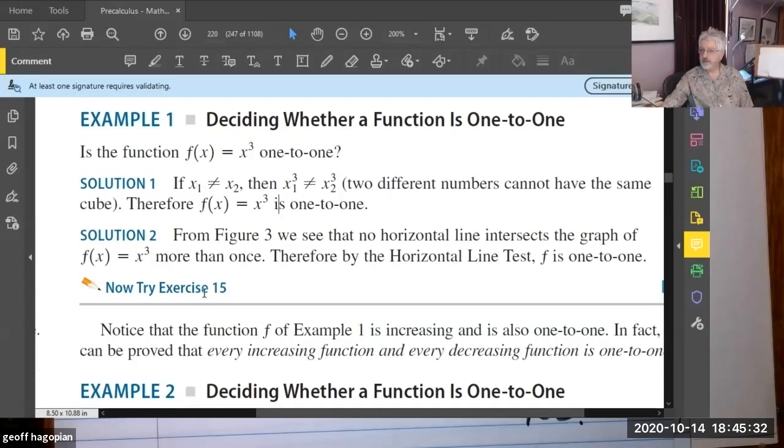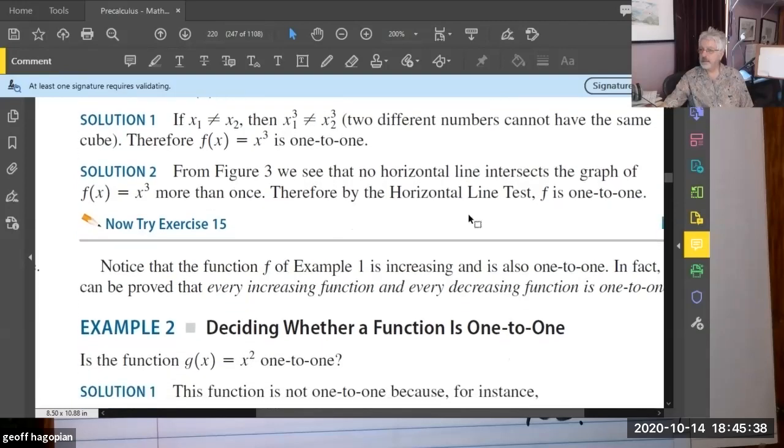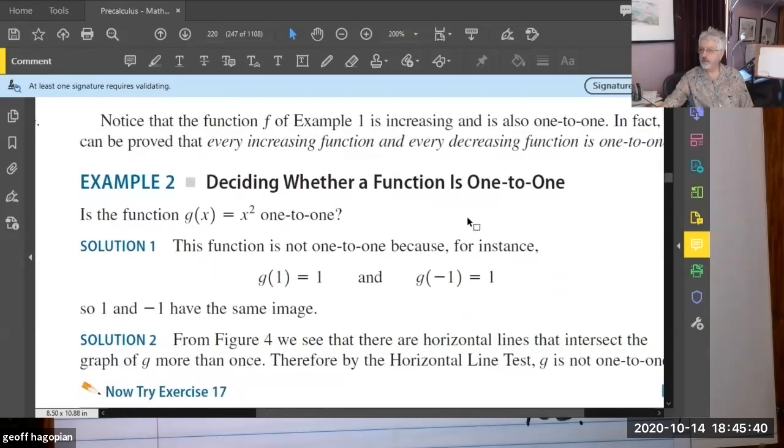Now go to exercise 15. Let's just keep 15 in mind. That's one we want to do.